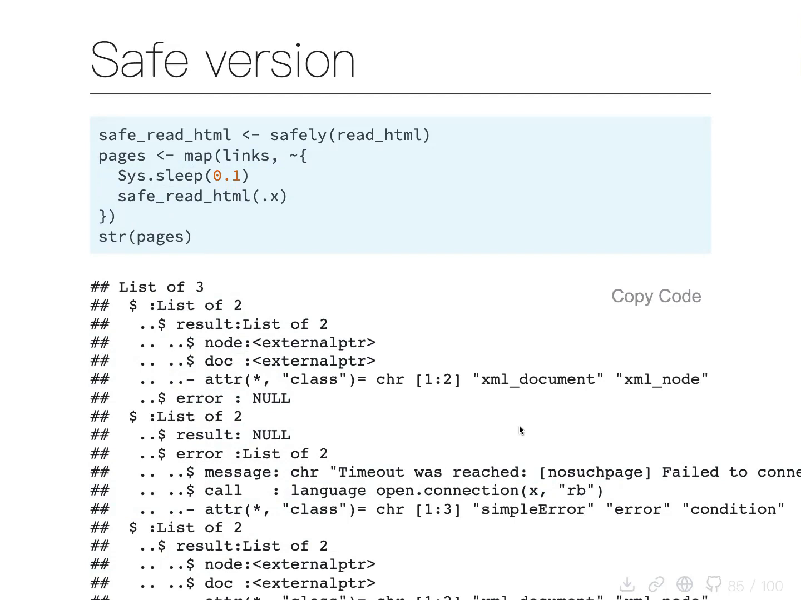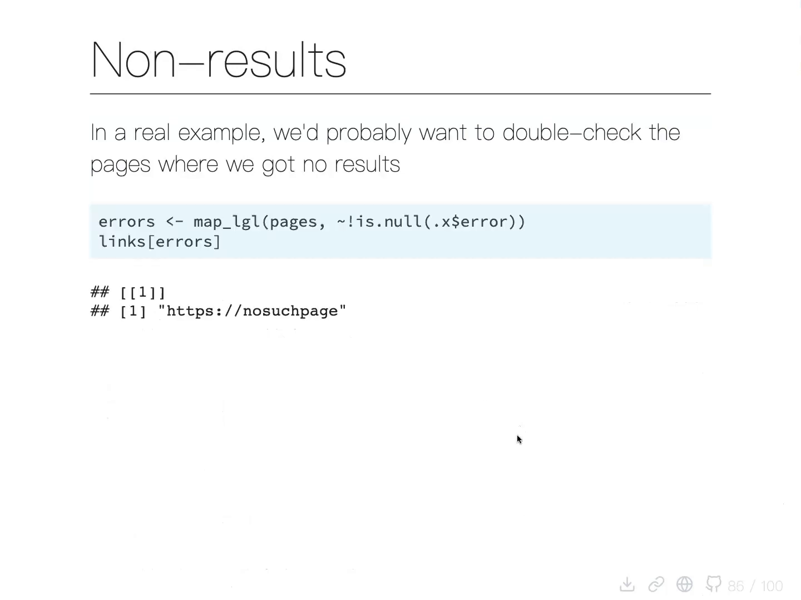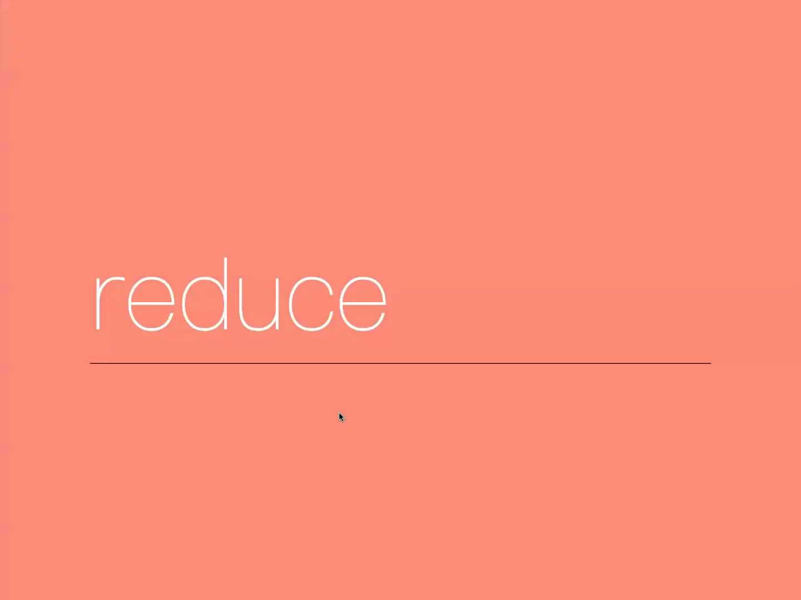Safely is very, very useful and highly recommended. So we do probably always generally want to inspect why we're not getting results when we're not getting them. But this is one way to do this, right? Map logical, go through and see if it's an error, and then links for the errors. This would give you the links to the ones that have the errors.